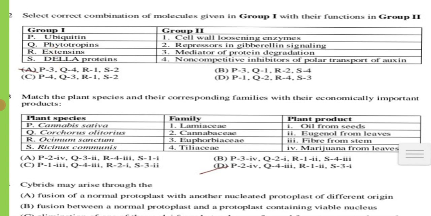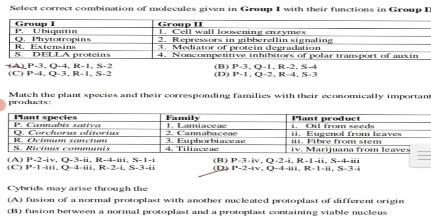Next question: here some plant species are there, their family and plant products. P, Cannabis sativa, it is from the family Cannabaceae.